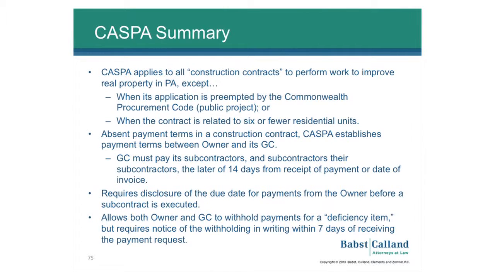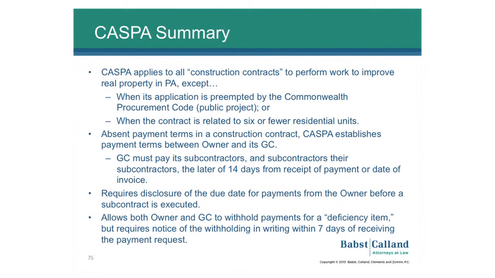What CASPA does, just generally from a 1,000-foot view, is it establishes payment terms and obligations between the various parties, from the owner to the general contractor and the general contractor to its subcontractors and down the line. In the case of an owner and a general contractor, absent payment terms in the contract between the two parties, CASPA establishes what those payment terms are, and it happens to be 20 days from the date of invoice or the end of a billing period. If the contract doesn't discuss what the billing periods are, it's the end of a calendar month. Those terms, again, can be established by contract between the owner and the general contractor.